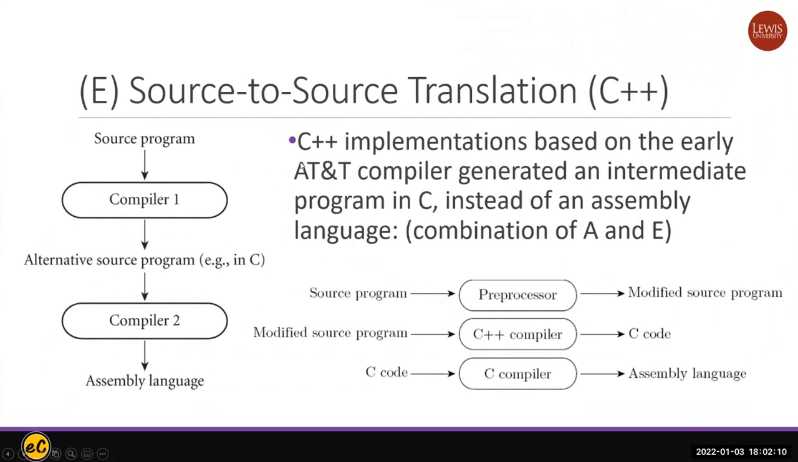Okay, strategy E, source to source translation. So you can do C language compiled to C++, or C++ compiled to C language, or C to assembly language. So this language translation we call source to source translation. A C++ implementation based on the early AT&T compiler generates an intermediate code in the C language. Okay, so that's called source to source translation. Again, this one nowadays, very few people will do this.